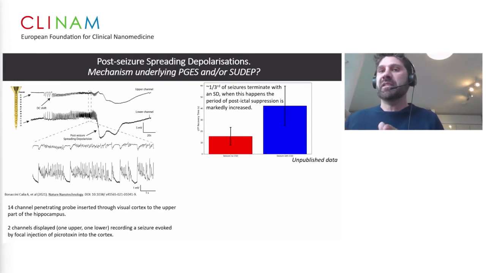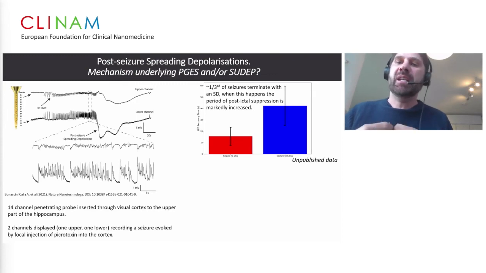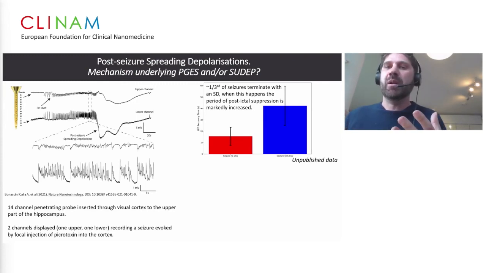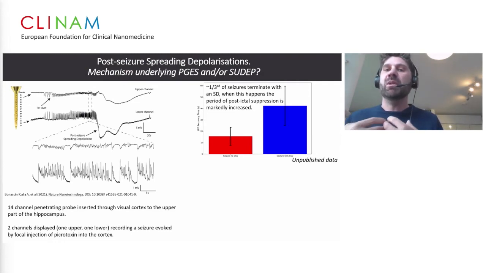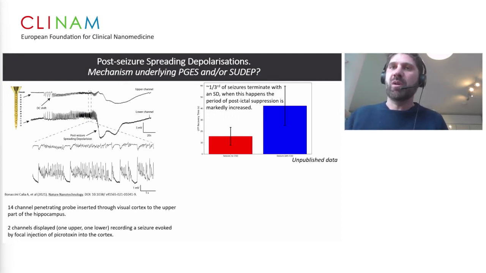And when it lasts a long time, it can result in a complete flattening of the cortical EEG. This is called post-generalized EEG suppression. And this is a risk marker for people who unfortunately may succumb in the future to sudden unexplained death in epilepsy. So some people, unfortunately, after a seizure will die. And the mechanisms for this are not entirely known, but we're beginning to understand more and more about this.